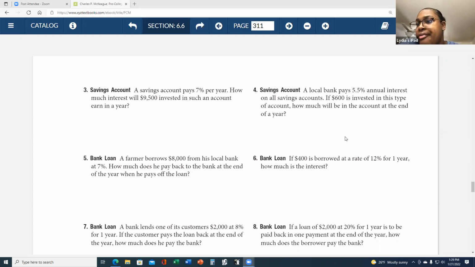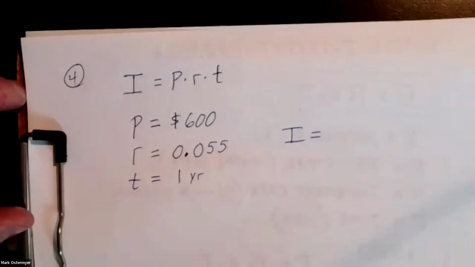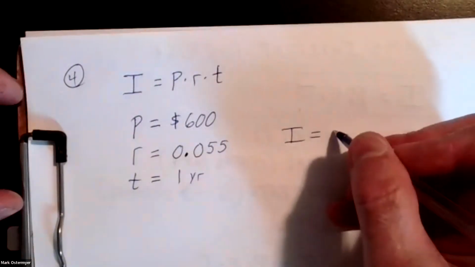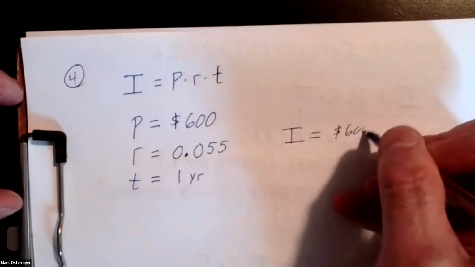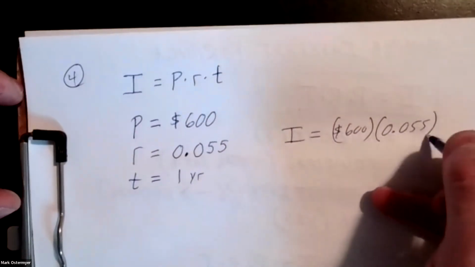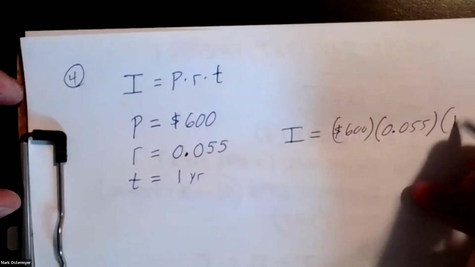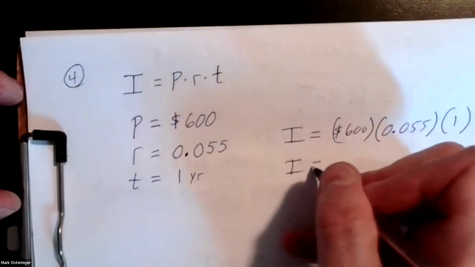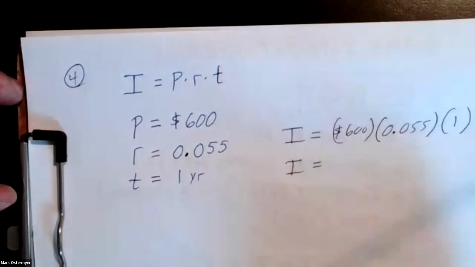And how long are we leaving that money in the account? 1 year. And that's all there is to this problem here. All we have to do is compute the amount of interest earned. It's going to be the principal, which is $600, times the interest rate as a decimal, 0.055, times the time, which is 1 year. Get on your calculator and tell me the amount of interest that we will have earned.